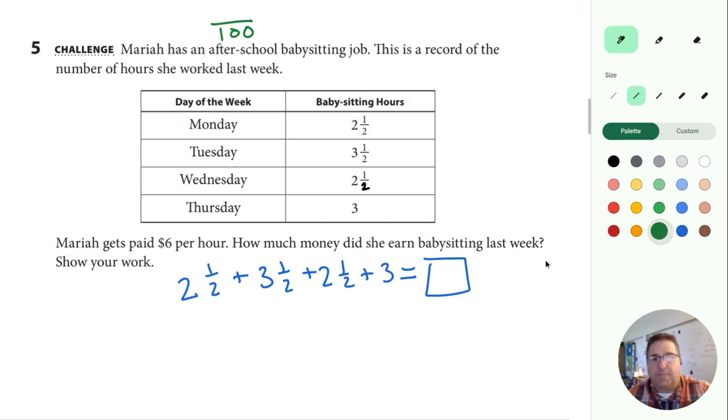But then she gets $6 per hour. Then we need to multiply that by $6. And that'll tell us the final answer, okay? So figure out how many hours she worked. And then we're going to multiply that by 6. Even if there's a fraction involved, I think we can figure this one out. All right, guys.